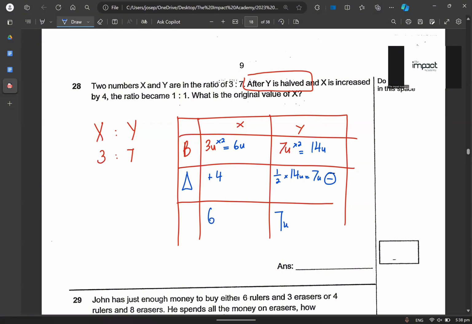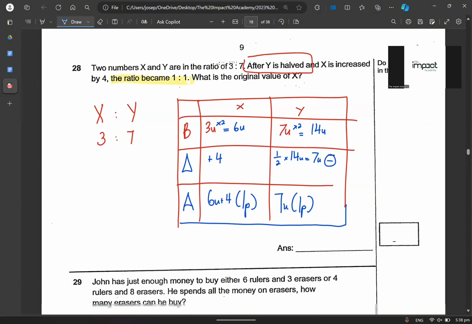So what am I left with? 6 units plus 4. So do it naturally first. This is my A, my after. Can you understand or don't understand? What happens to the ratio? The ratio became 1:1. Can you say 1 unit? No, you must say 1 part. 1 part. Oh my goodness, what are they trying to tell you?